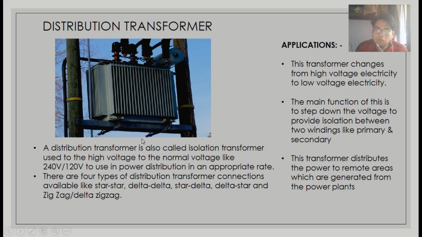Next, we move to the distribution transformer. A distribution transformer is also called an isolation transformer, used to step the high voltage down to normal voltage, like 240 volt to 120 volt, for use in power distribution at an appropriate rate. There are four types of distribution transformer connection available: star to star, delta to delta, star to delta, delta to star, and zigzag or delta zigzag. The application of a distribution transformer is changing high voltage electricity to low voltage electricity. Its main function is to step down the voltage and provide isolation between two windings, primary and secondary. The transformer distributes the power generated from the power plants to remote areas.